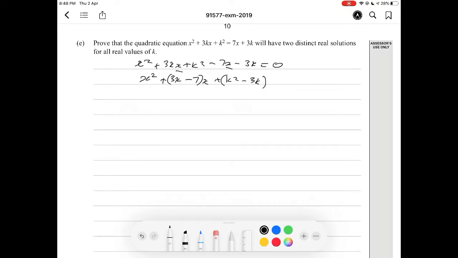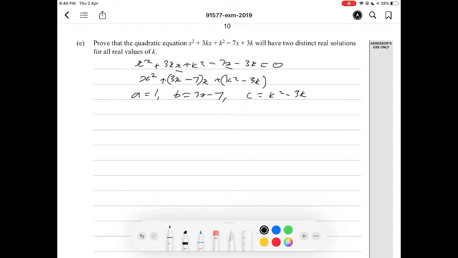Okay, just a note, this k squared is a constant, therefore it's going to be the c value. I've seen some people before, they did (1 plus k) x squared, but k is not x in this situation, so you cannot actually group them together. K is actually just a constant that we don't know, which means that it's a c value, not the a value. So we know that our a is 1, b is 3k minus 7, and our c is k squared minus 3k.